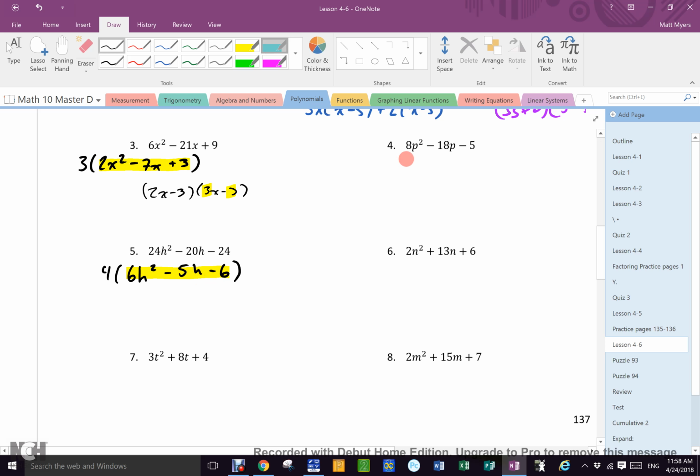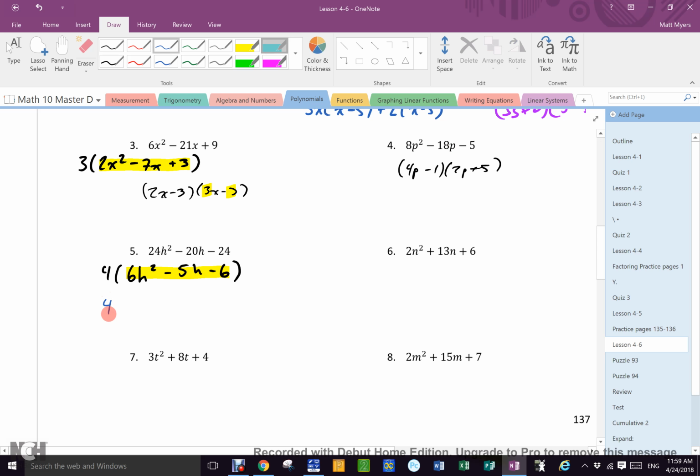Anybody get an answer for 4? Check it right now and tell me what you got. No one? Hit me, Corey. 4p minus 1 and 2p plus 5. Absolutely right. 4 times 2 is 8p squared. Negative 1 times positive 5 is negative 5. If the ends work, the middle works. Sweet. Anyone got an answer for 5?